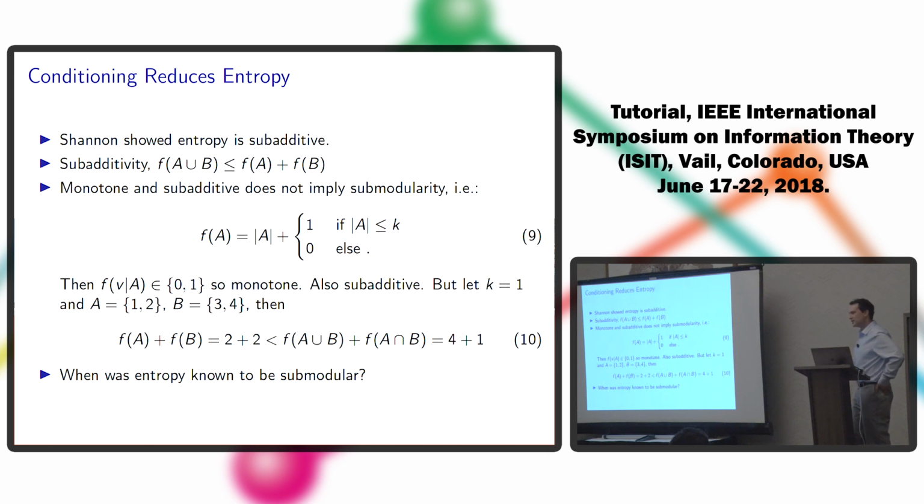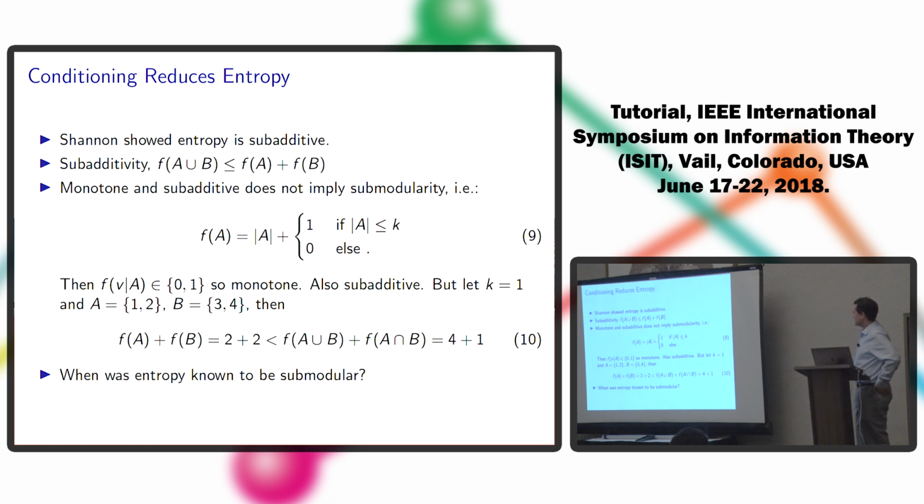Now, the question we were interested in asking is, did Shannon prove, therefore, that entropy is submodular back in 1948? It turns out that, at least when you look through his paper, there's nowhere that he actually stated something that is identical to the submodularity of entropy. And here's an example showing that if you have a monotone and subadditive function, namely equation 9, then that doesn't necessarily imply that the function is also submodular.